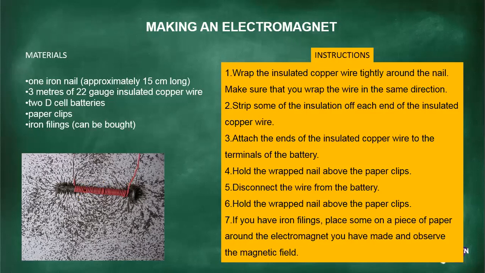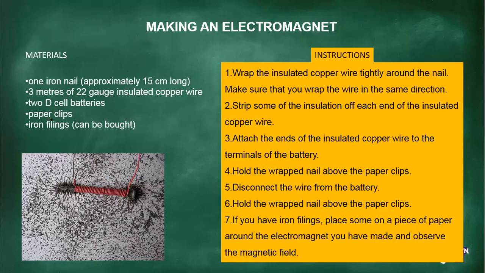And then you'll need 2 D-cell batteries. You have different strengths of batteries: A, triple A. So for this experiment, you'll need 2 D-cell batteries. And then you'll need a metal paper clip.